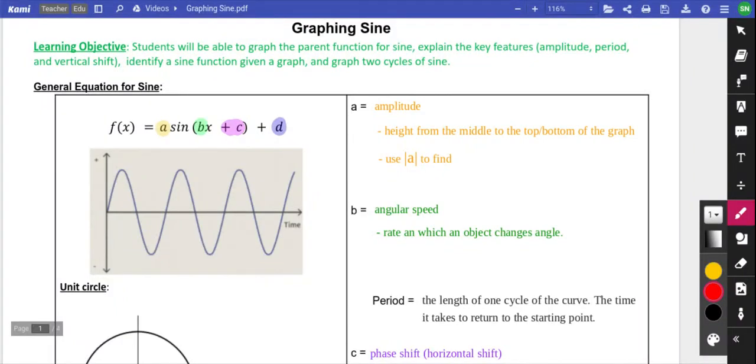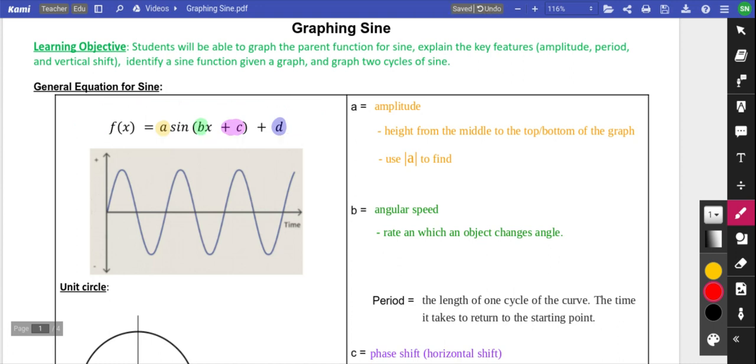Hello. In this video, you will learn about the general equation for sine, which is listed right here. And we will analyze each of the highlighted letters and how it applies to the graph and the equation.